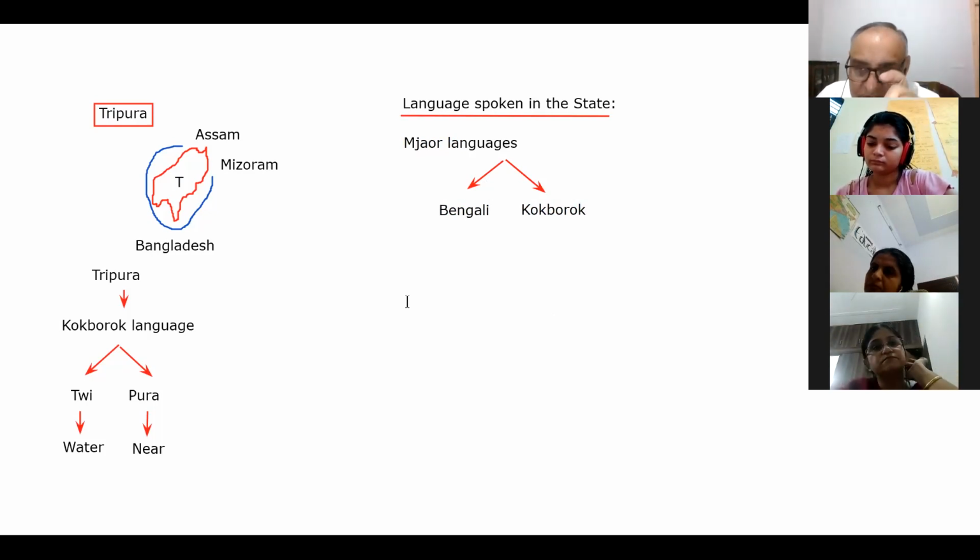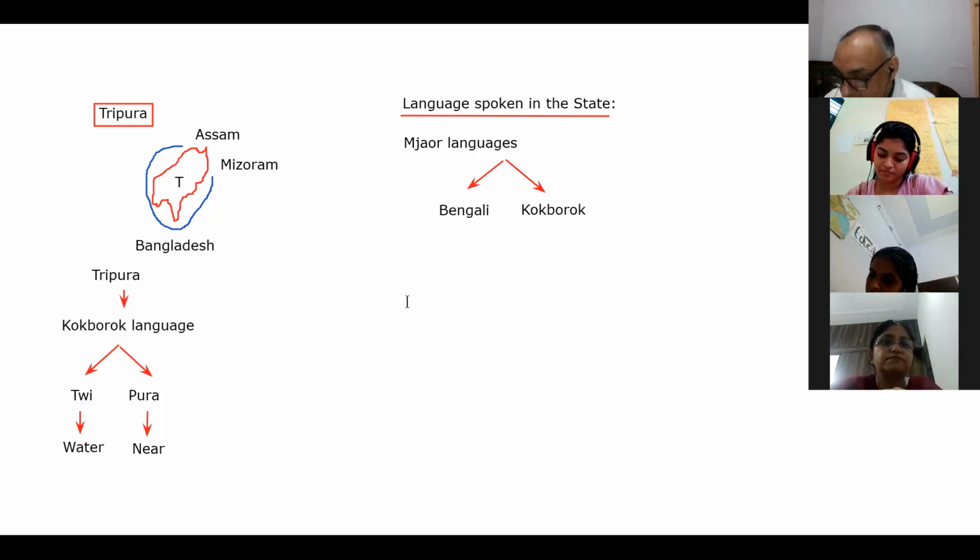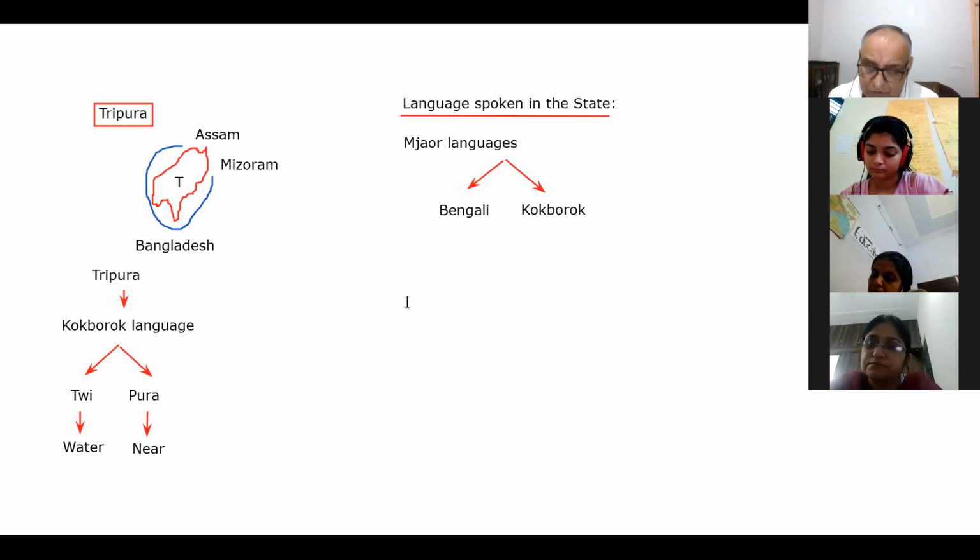So the largest majority of the state speaks the Bengali language. Approximately two-thirds of the population of the state speaks Bengali, and approximately one-fourth of the population of the state speaks the Kokborok language.